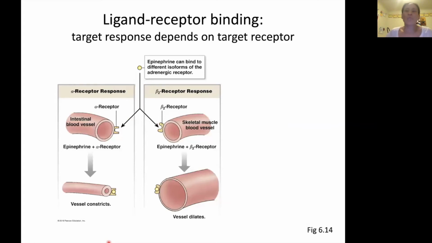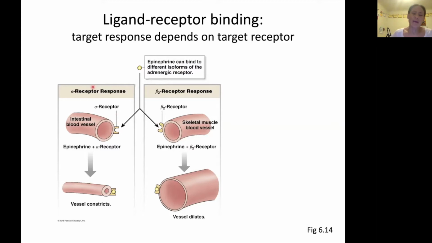Okay, one last concept that I want to talk about here is the idea that the same hormone can elicit different responses at different targets. So this is an example of that here. We're going to look at a hormone called epinephrine, which you may also know by the name of adrenaline. Adrenaline binds to different types of adrenaline receptors. There are a variety of types of adrenaline receptors.